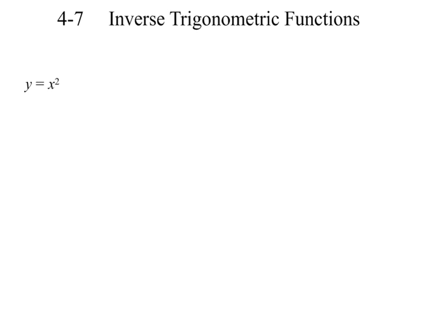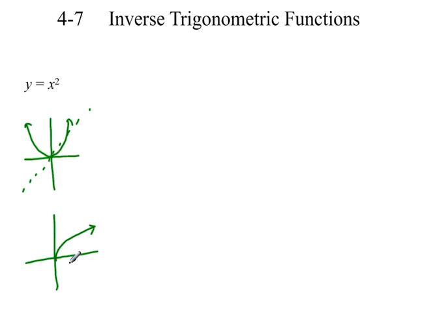Our final unit in this section is on inverse trigonometric functions. And I have a function up here. It's not a trigonometric function, but let's talk about this and see how this relates to our trig functions. So if we were to graph this function, y equals x squared, we'd get a parabola with vertex at the origin. Now if we were to try to graph the inverse of this function, we know that inverses are reflected across the line y equals x, and if we do that, we'd get something kind of like this.